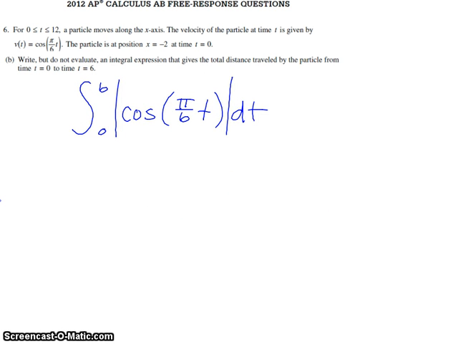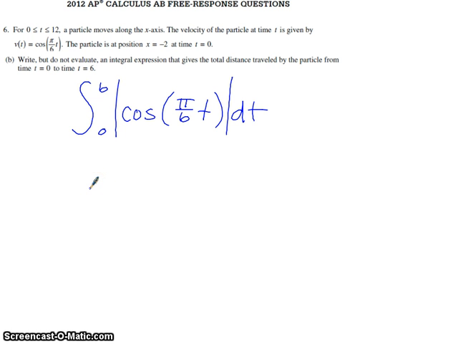Part B should be very simple. There's not a lot to it. They don't really ask us to evaluate anything. They want us to write an integral expression that gives the total distance traveled by the particle from 0 to 6. So if we just wanted to know how much position has changed, we would just integrate velocity.